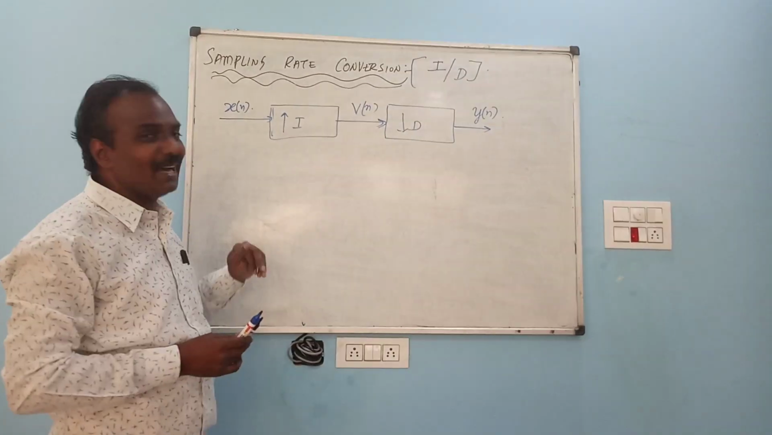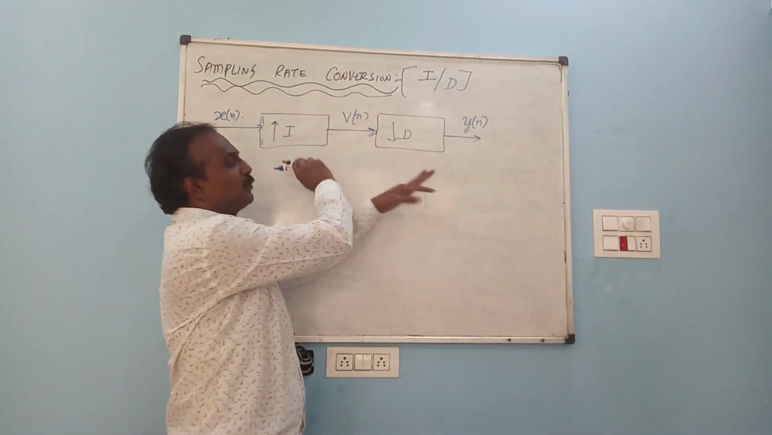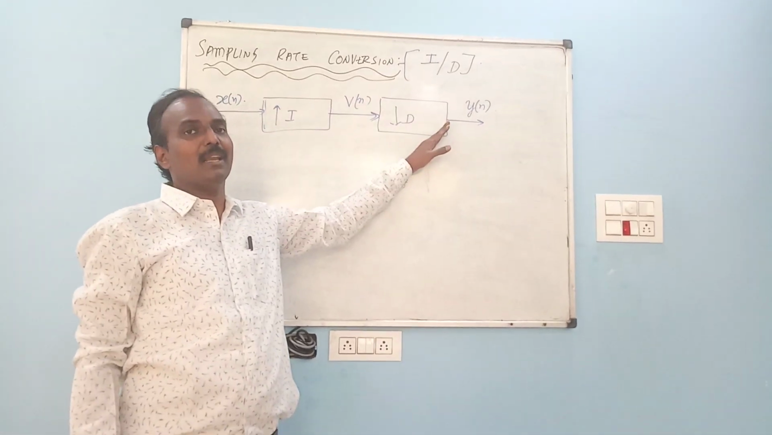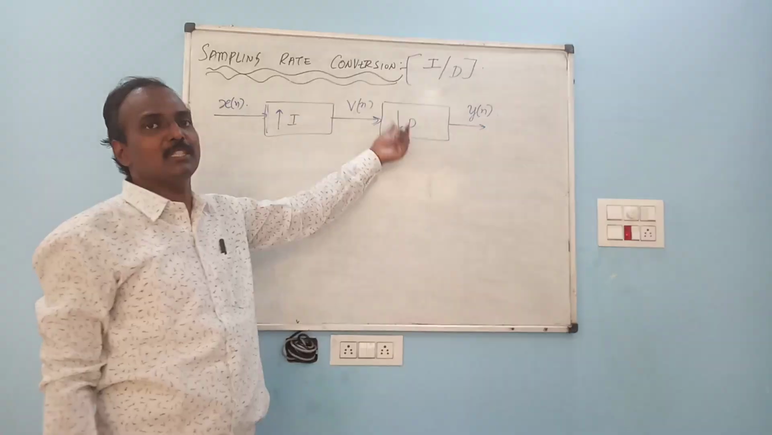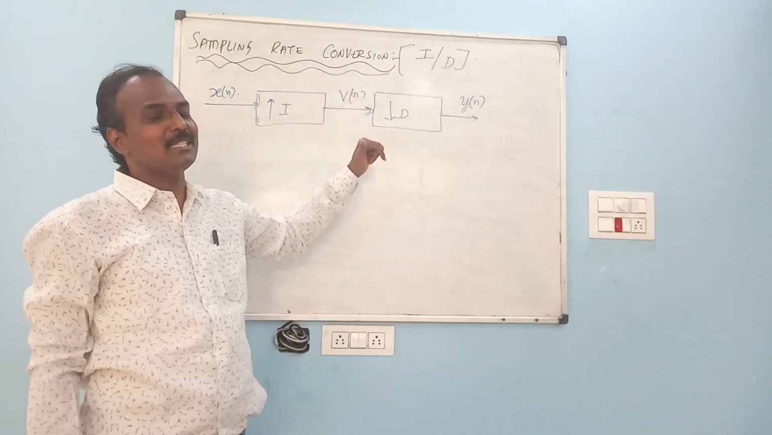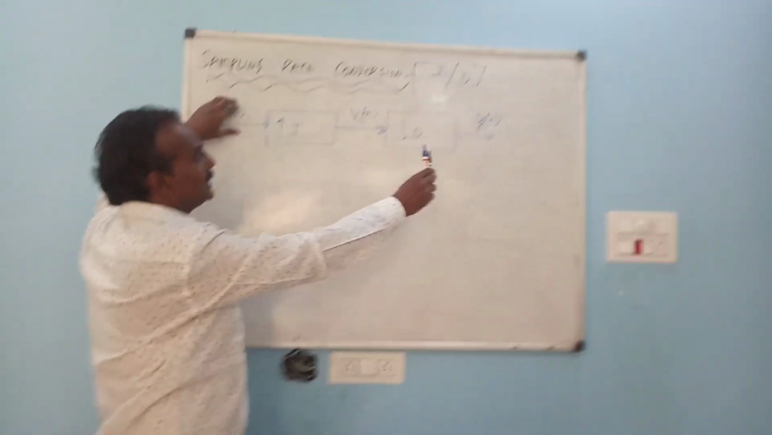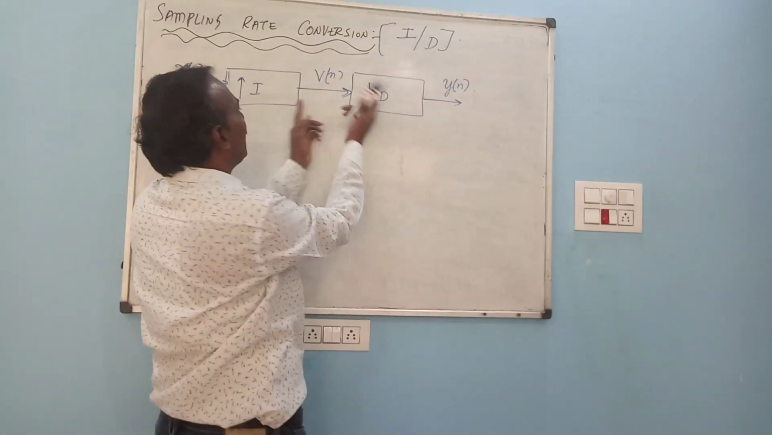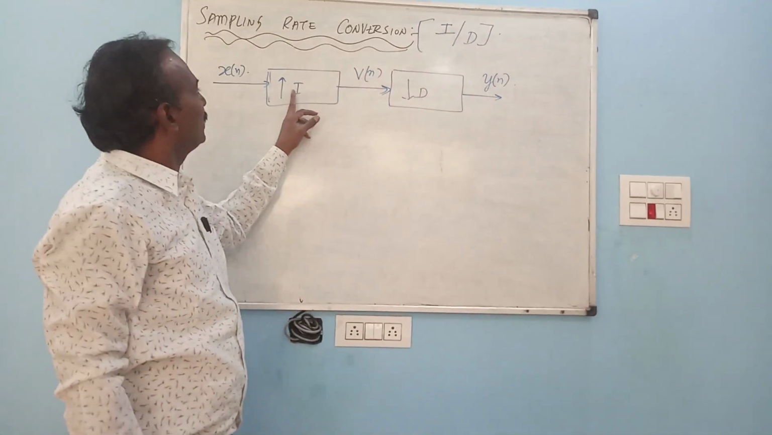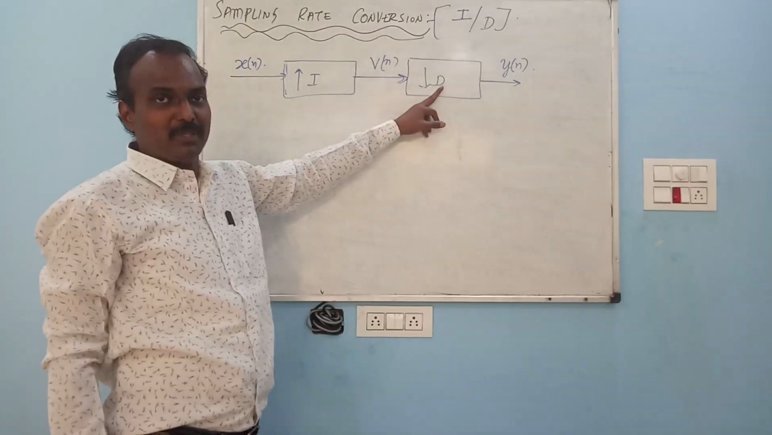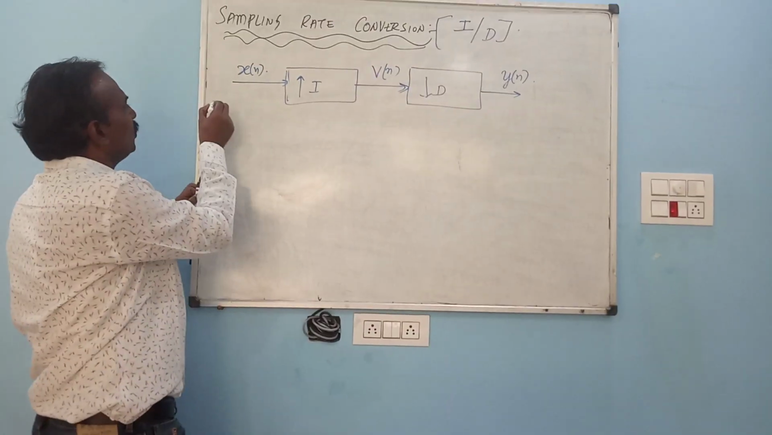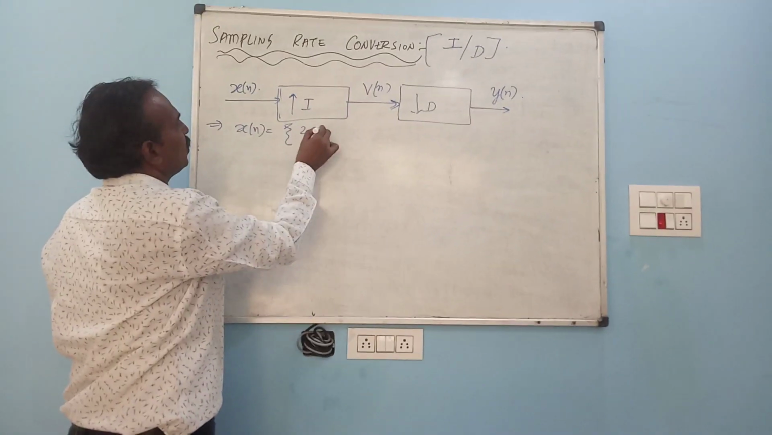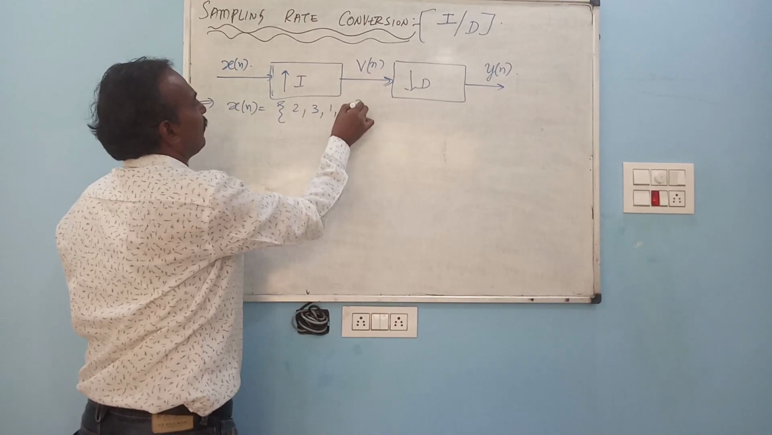Now, if you ask me whether I can interchange this process, meaning first downsample and next upsample the signal, yes, that is possible. Only when is this possible? Without changing the input and output values, I can interchange downsampling and upsampling provided both these factors are co-primes.